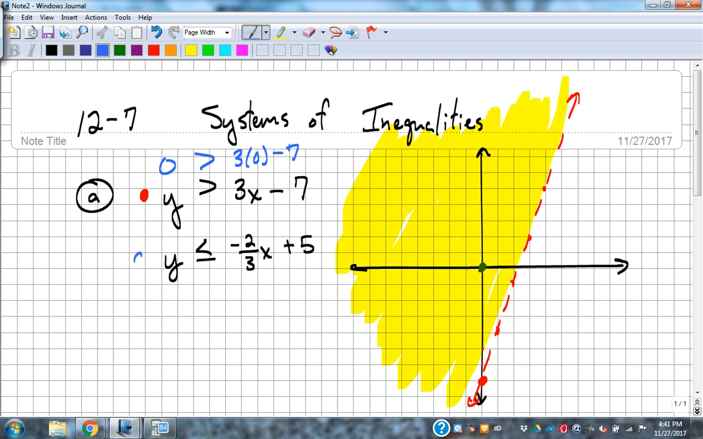I'm going to graph it with a blue line. The y-intercept would be 5. 1, 2, 3, 4, 5. And the slope is down to the right 3. Down to the right 3. I'll do that one more time. And it would be a solid line because it has the equal to mark.